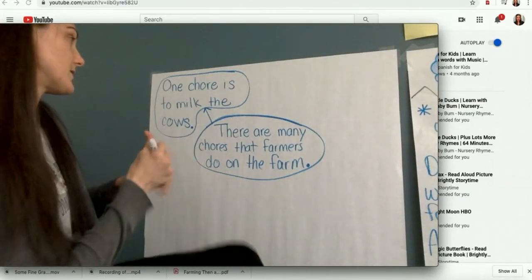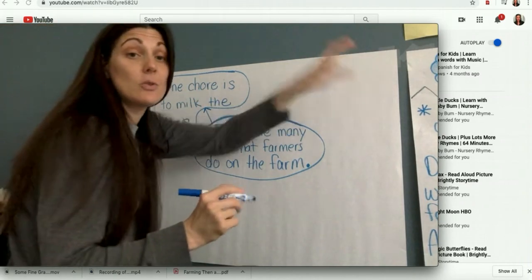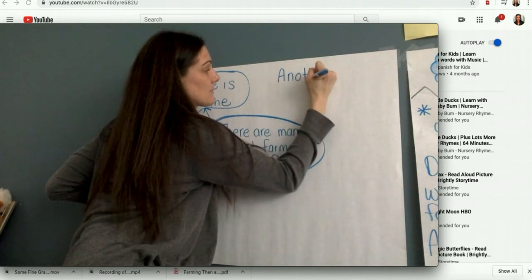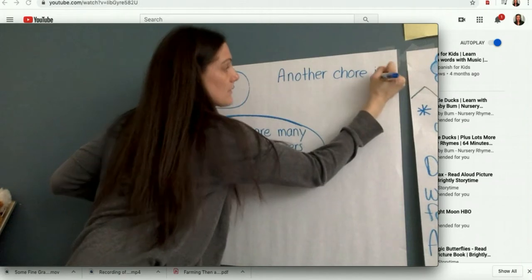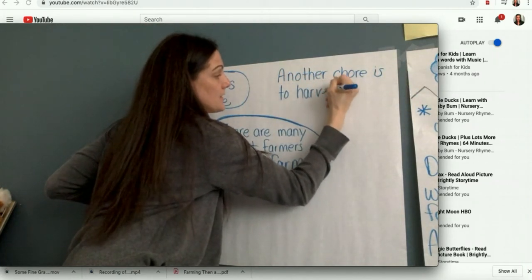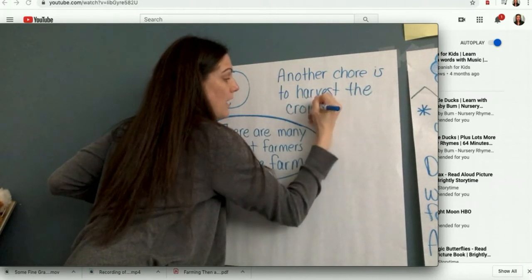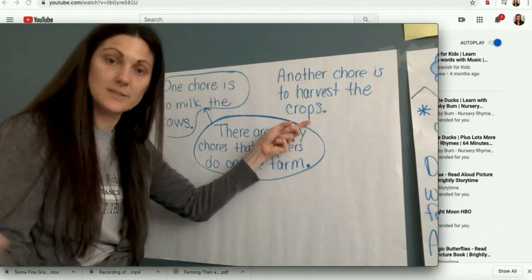So there are many chores that farmers have to do. This was one chore. So we could say another chore is to harvest the crops. So they're harvesting or collecting the crops or the things that grew in the fields.